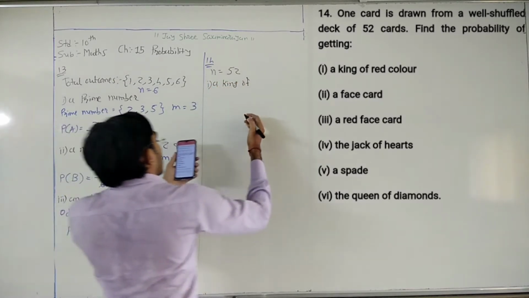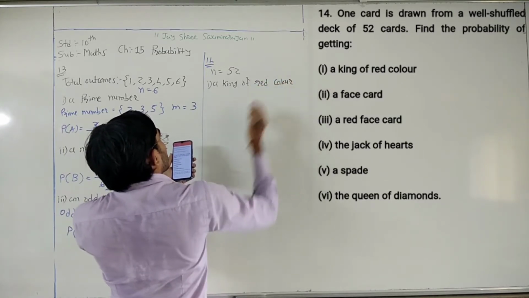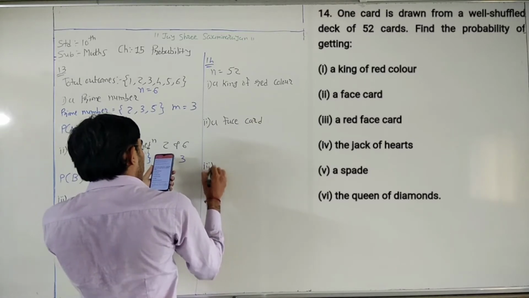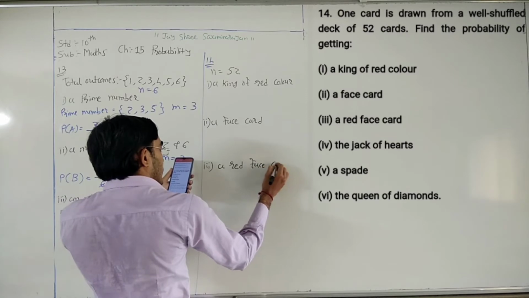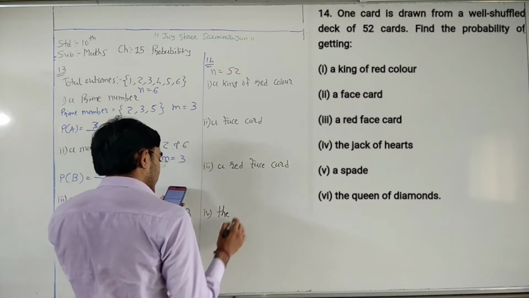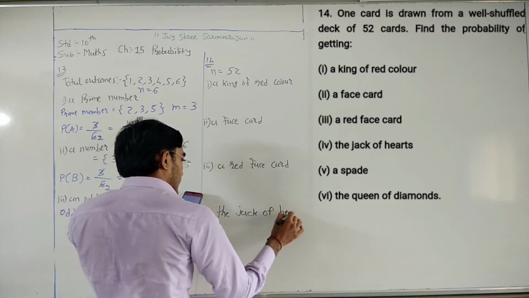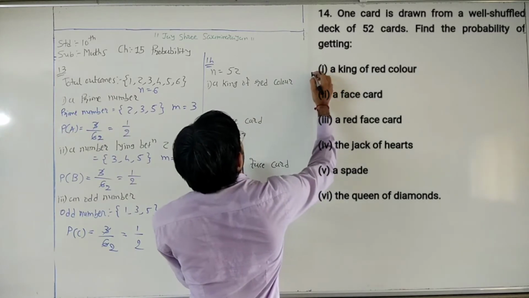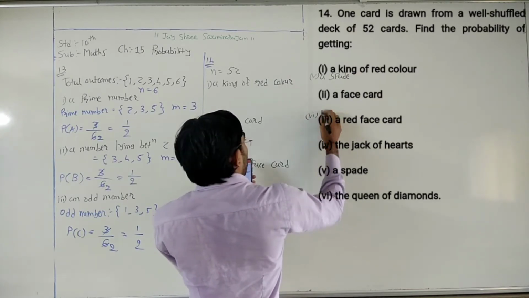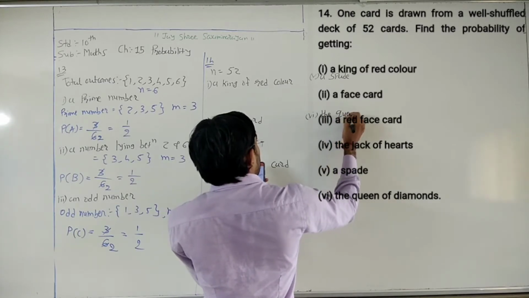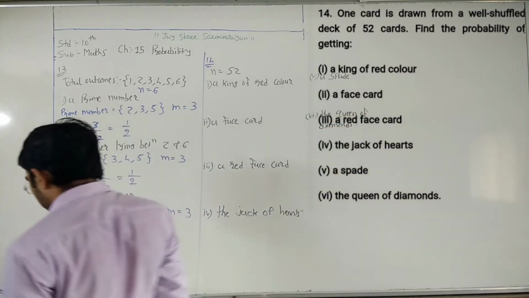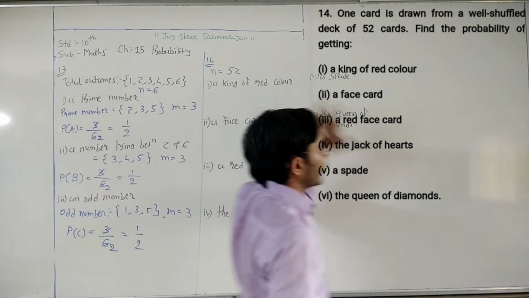King of red color, then a face card, then a red face card, then the jack of hearts, then a spade, then the queen of diamonds. So here we need to find this first probability.